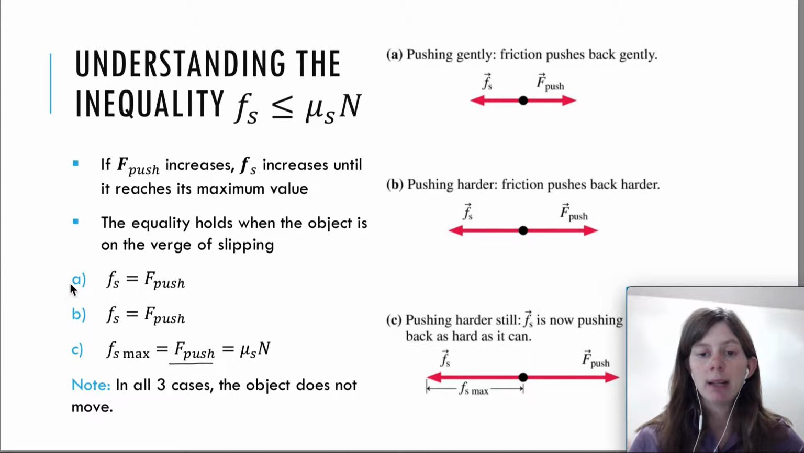You notice that in cases A and B, all we know about the static friction force is that it's equal to the push, and it's smaller than mu s n, but that doesn't really help us because we don't have a value. So usually we just use the fact that it's equal to the pushing force, and that it's equal to mu s n only when it has reached its maximum value. And really don't forget that in all three cases, the object is not moving.